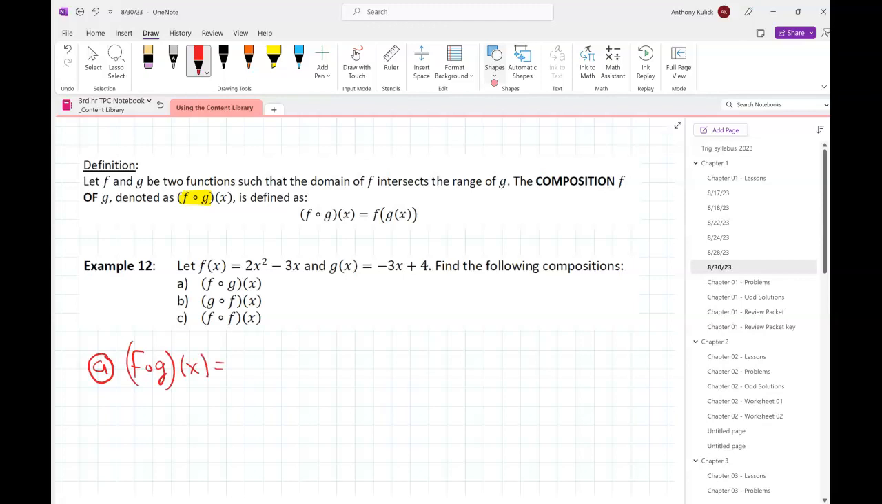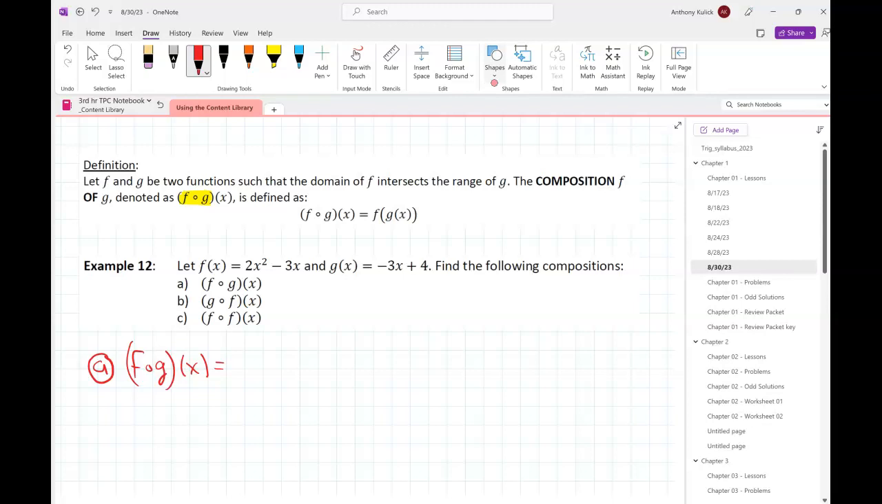Can Mr. Kulik state for the record a pet peeve of his? When you read this symbol, if you say fog, I'm going to lose it. Don't say that, please, for the love of God. Say f compose g. It just makes you sound like you forget what the circle means. It means compose. That's what you read it as, compose. I know it looks like the word fog. Please don't say that. It just makes you sound like you haven't been paying attention for the last month.